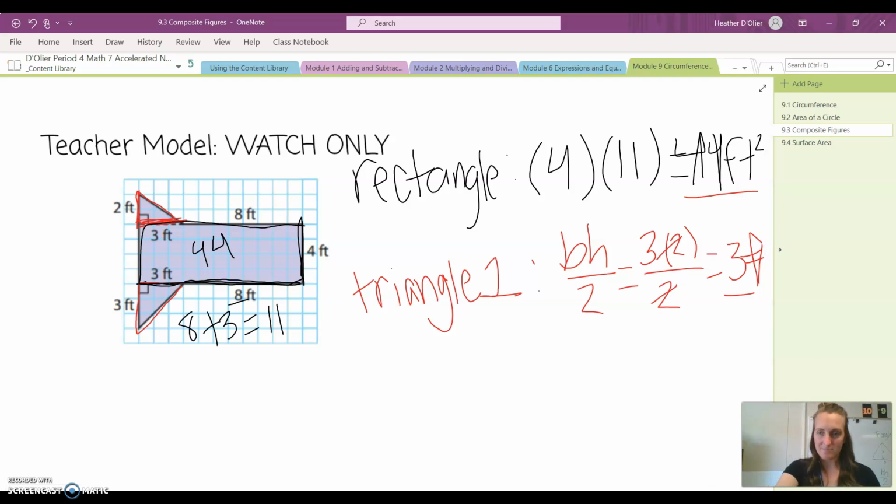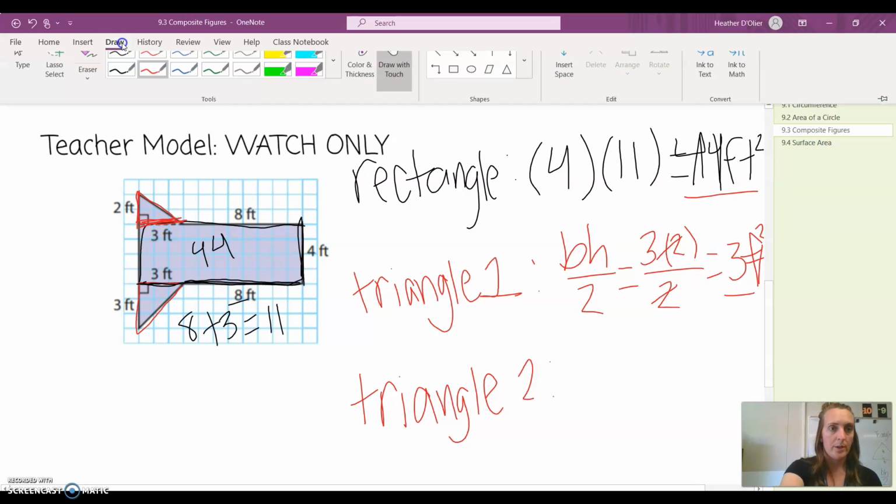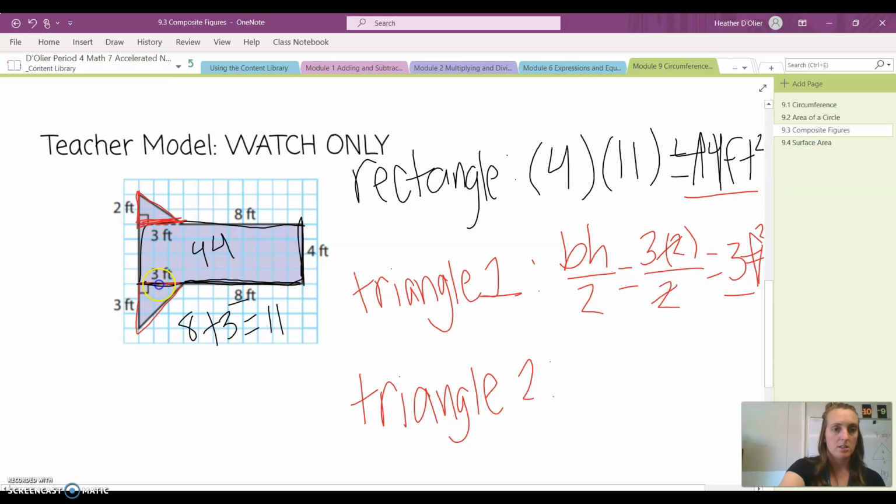So I've got 44 and I've got 3 feet squared. I forgot about that part. Oh no, I can't fit the square. There it is. Okay, and then I have triangle 2. Triangle 2 is down here. And, oh no, I need my draw feature. So it's 3 feet by 3 feet.